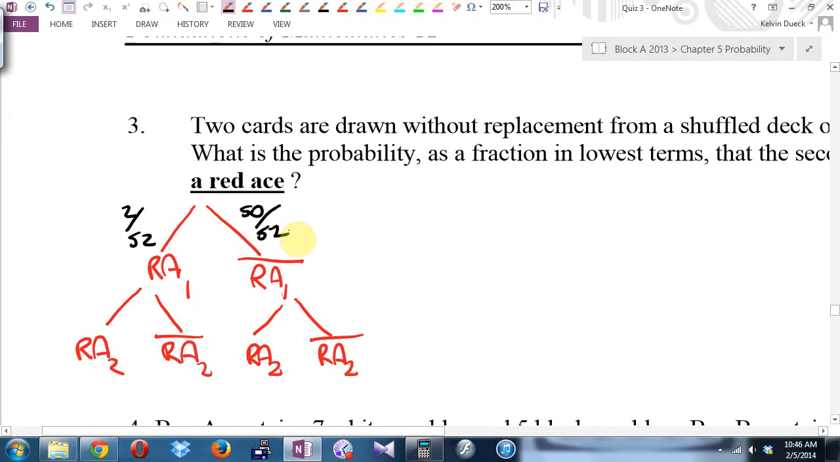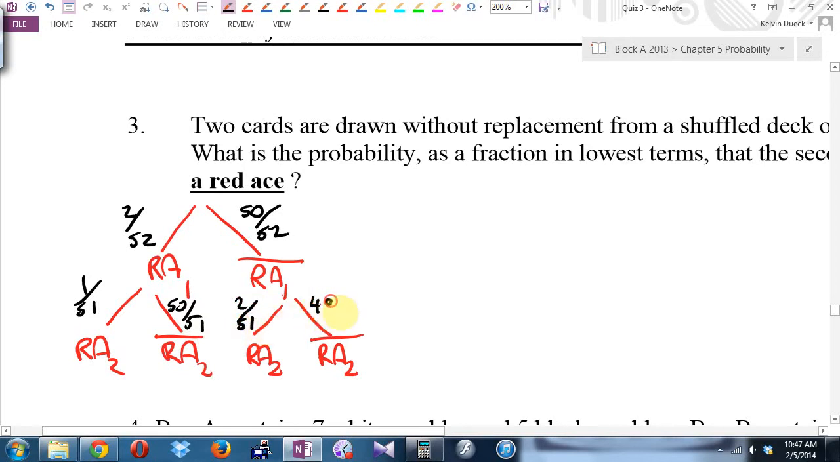Down this branch, you picked a red ace. How many red aces are left? 1 out of 51, and 50 out of 51. Down this branch, you got a whatever. How many red aces are left? 2 out of 51.